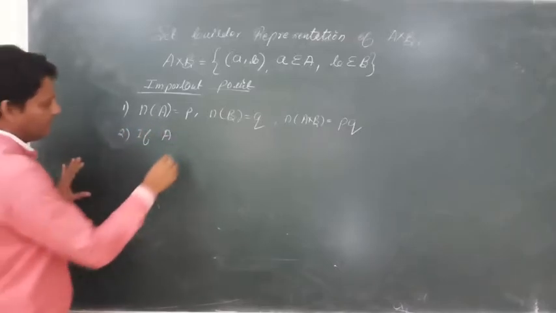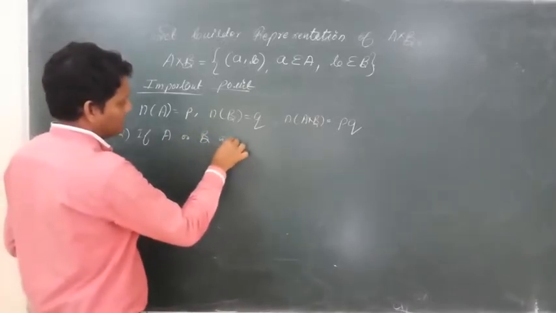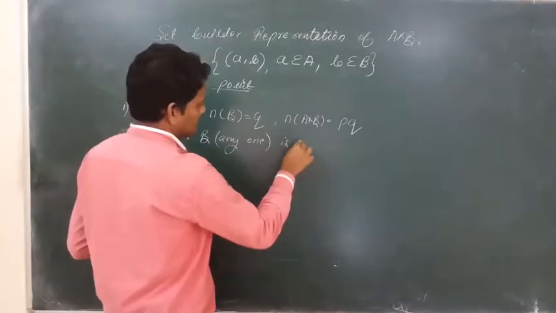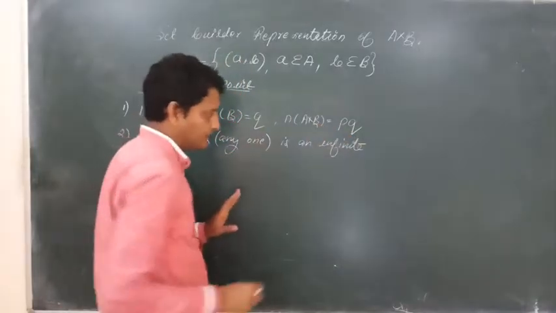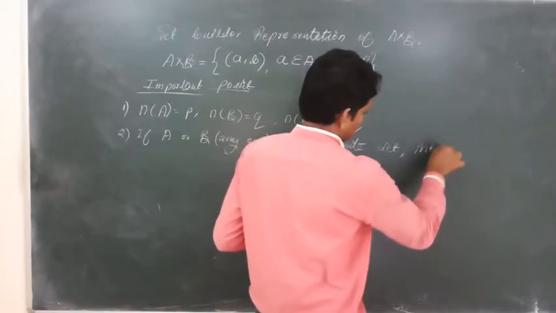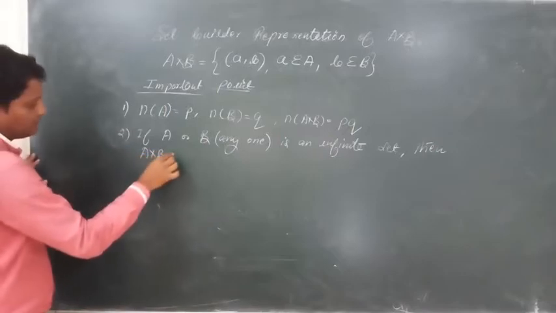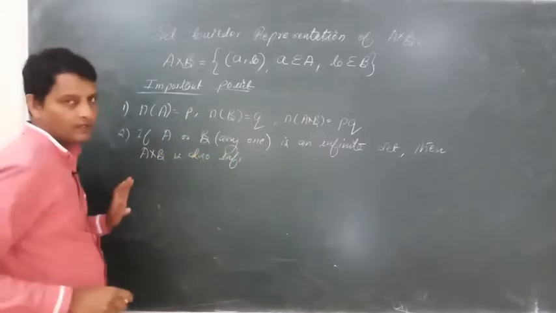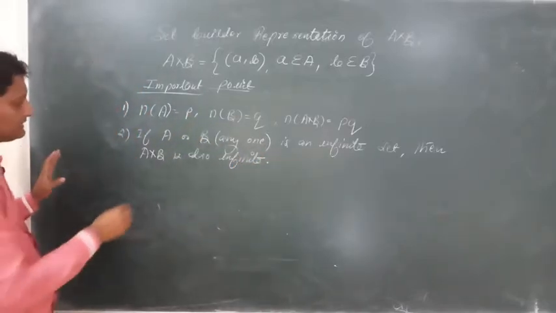Second property says that if A or B, any one, is an infinite set, then you can say that A cross B is also infinite. Is it clear?